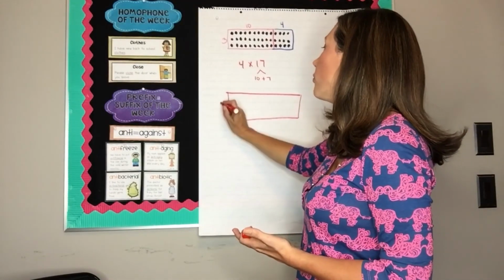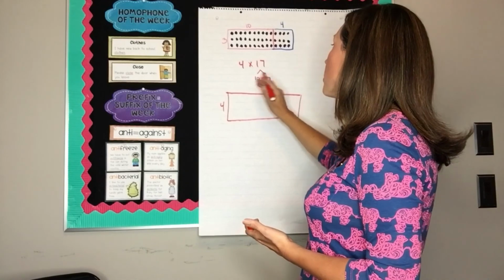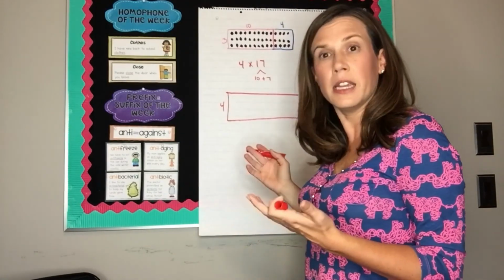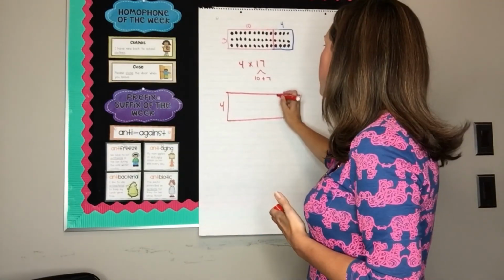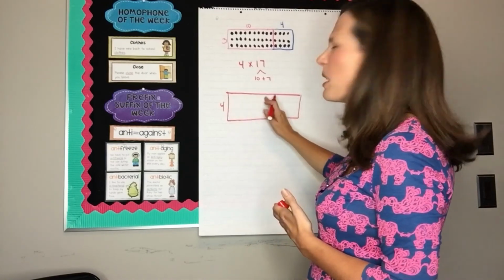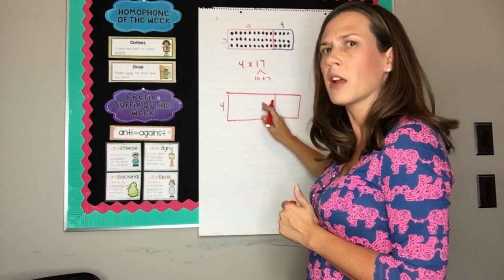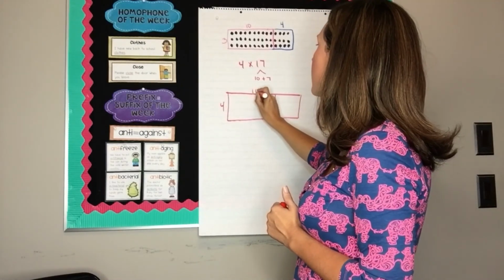So we know we have 4 groups, and we know that there's a total of 17 in each group. So I could assume this is probably about 10. Does that look like 10? Yeah, 10. Okay. So this is 10.